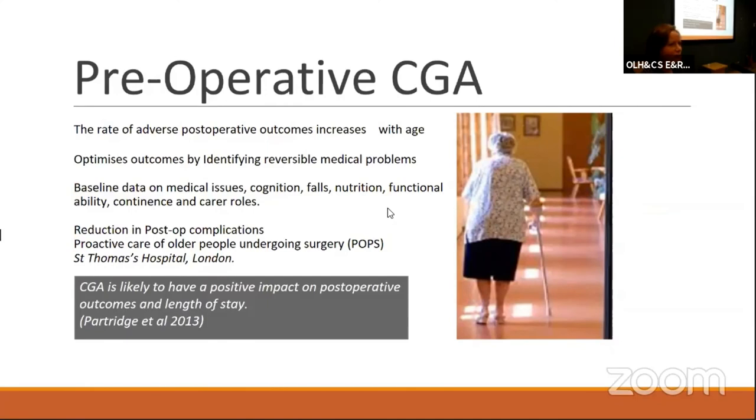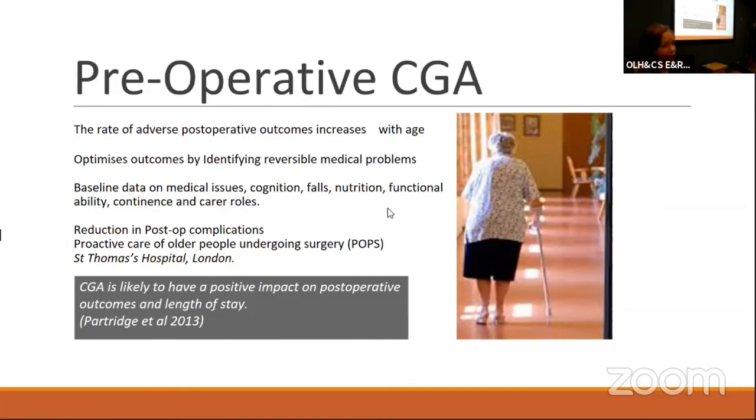In St. Thomas's Hospital in London, they had a proactive care of the older person undergoing surgery. And in this cohort of people, there were many multiple comorbidities, but with comprehensive geriatric assessment and the holistic approach, they reduced mortality rates, reduced side effects or complications such as pneumonia, and actually reduced bed days by 4.5%, which is very significant and cost effective.